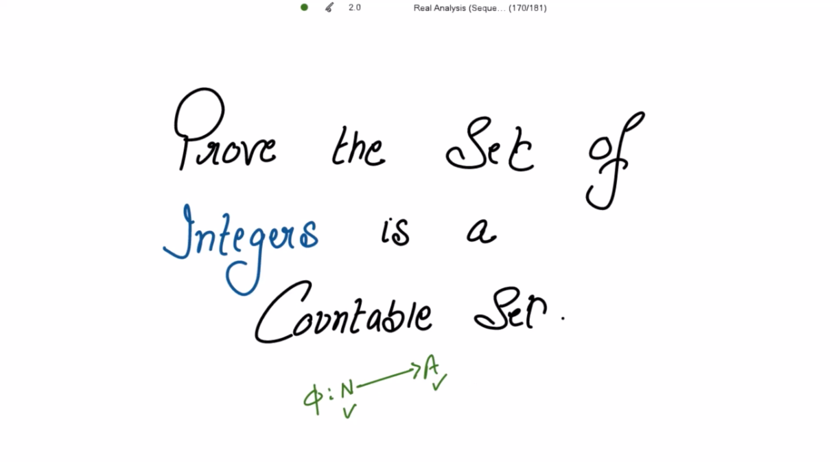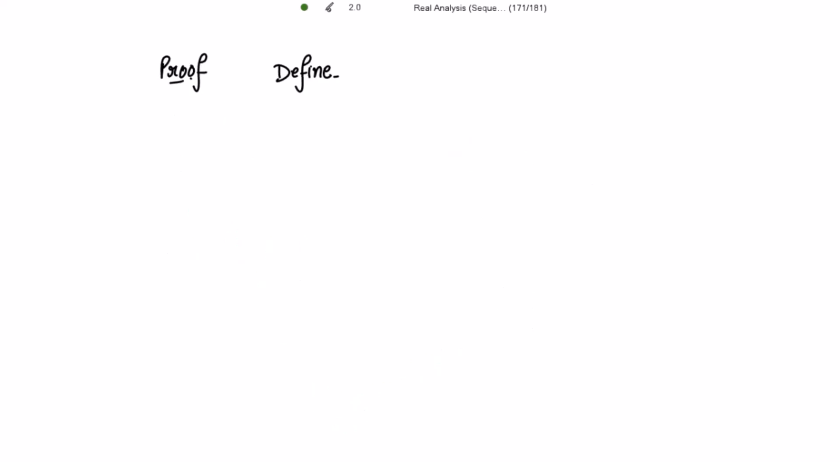Now because we need to prove that the set of integers is a countable set, we have to define a mapping from N to the set of integers. Let's start with the proof. Let's define a mapping phi from the set of natural numbers to the set of integers by phi of n is equal to, we have to consider the two cases for n, if it is even or odd. So this is n divided by 2 if n is even, and it is negative of (n minus 1) divided by 2 if n is odd.